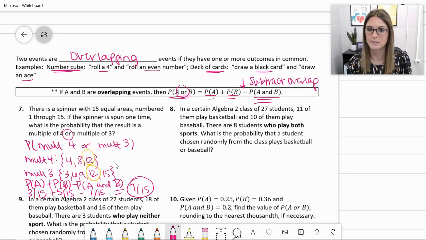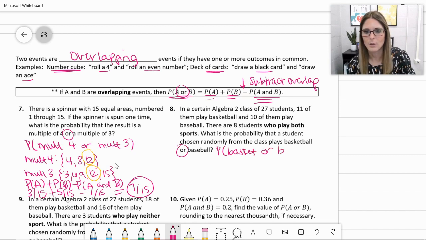Number 8, in a certain Algebra 2 class of 27 students, 11 of them play basketball and 10 of them play baseball. There are 8 students who play both sports. What is the probability that a student randomly chosen from the class plays basketball or baseball? So we got probability of basketball or baseball. They gave us lots of information in here.